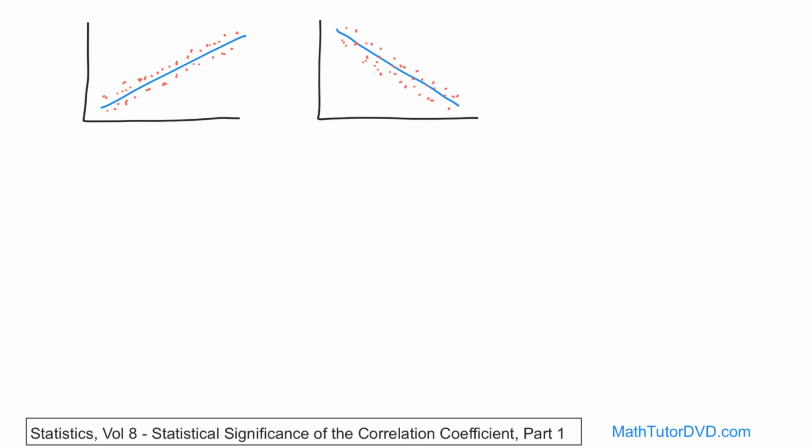We're going to switch gears just a little bit. We're going to continue talking about the correlation coefficient, but we're going to talk about the statistical significance of it. And what I mean by that is we're going to talk about how sure we are that there's some kind of a linear relationship between two variables.